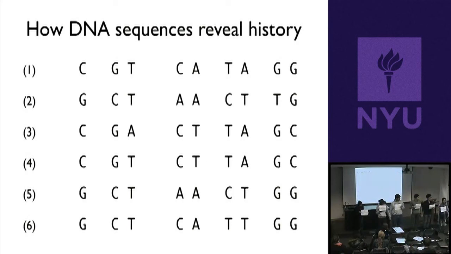With 2 and 5, right? Because 2 and 5 have this GCT, and so does 6. So if you look at the actual number of differences, 6 belongs with 2 and 5.